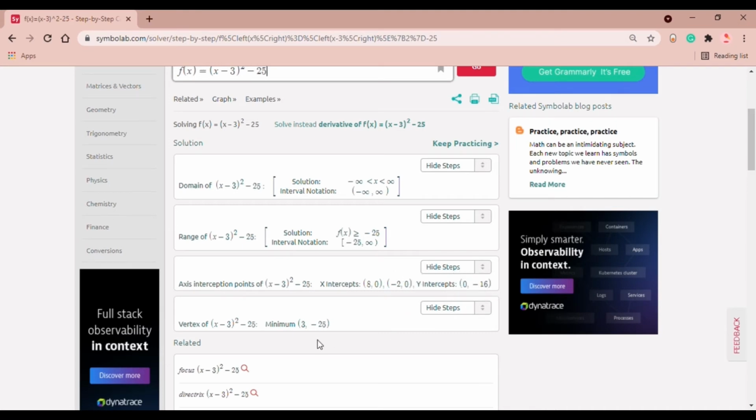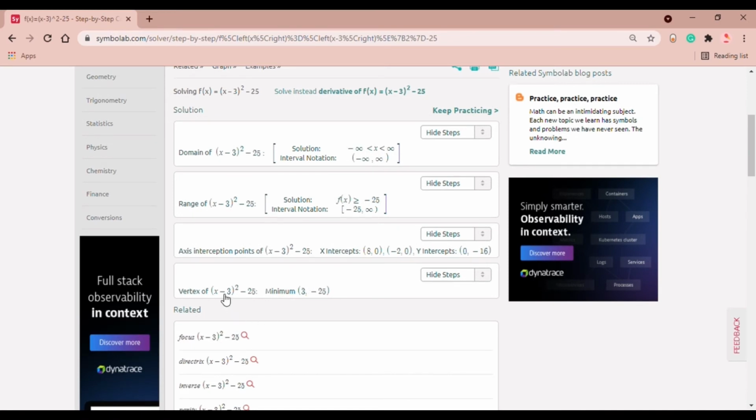And the vertex here, we can simply pick the point here. This one is h, the value of h, and also the value of k. So (3, -25). You can see this is hide step, so you can choose to show the step. For example, if I go to look for the vertex, show step.